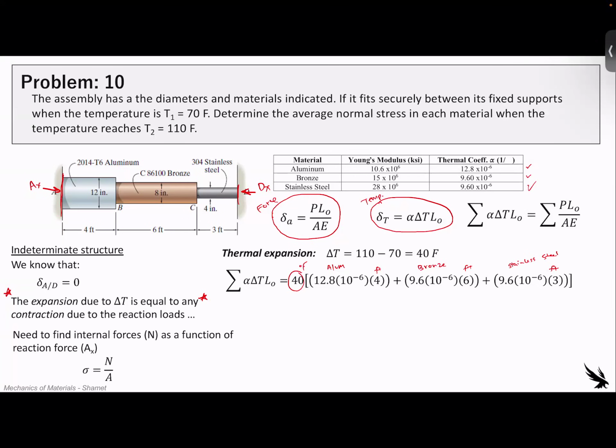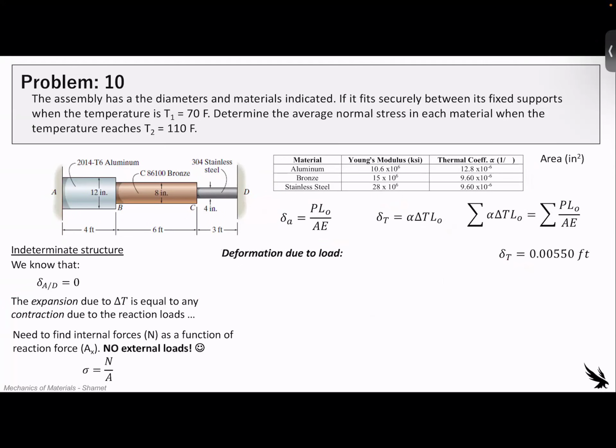All right. So the thermal expansion. What we would expect to see is that if this was able to expand and was not attached to anything, then we would expect to see a thermal expansion of a total of 0.0055 feet. And now we know that it's not actually able to expand because it's fixed at A and D. And so we know that this thermal deformation is going to be equal to the summation of all of the internal forces developed.